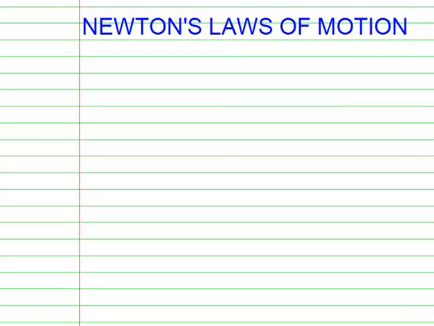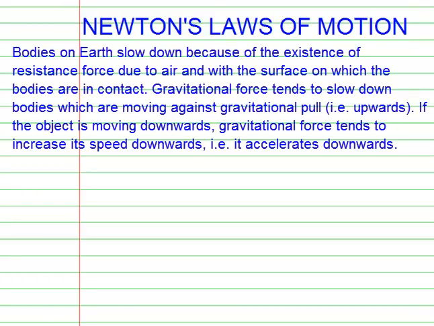Bodies on Earth slow down because of the existence of air resistance due to the air itself and with the surface on which the bodies are in contact. Gravitational force tends to slow down bodies which are moving against gravity. If the object is moving downwards, then the gravitational force tends to increase its speed downwards. That is, it tends to accelerate the object downwards.